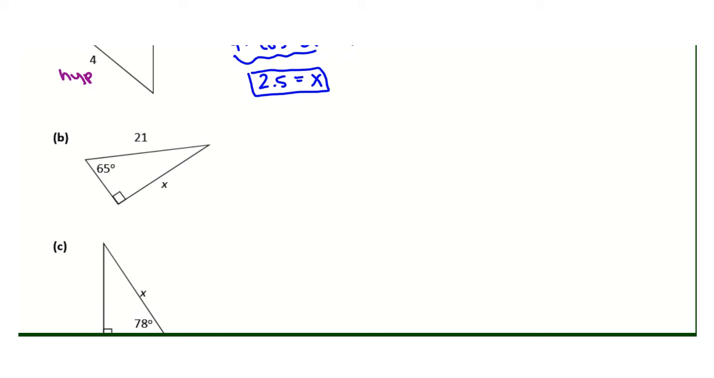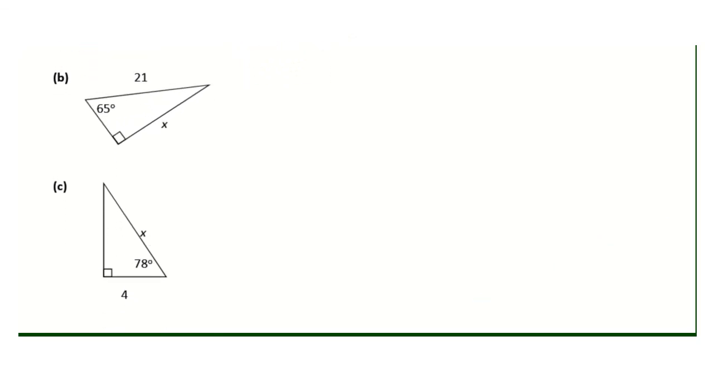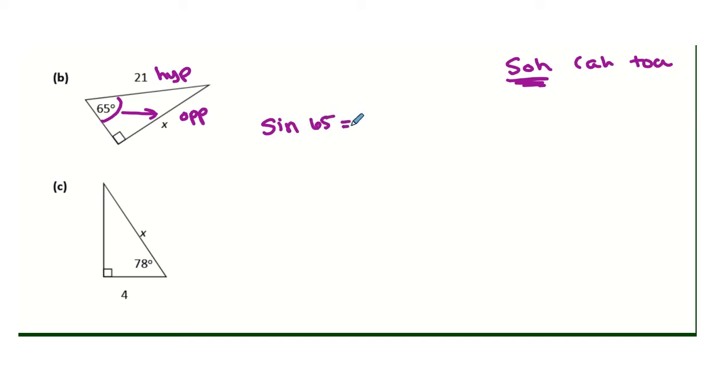Let's try another one. So here the angle they give me is 65. On the opposite side of the 65 angle is x, and then this 21 is the hypotenuse because it is opposite the 90-degree angle. So if I'm looking at SOHCAHTOA, which trig ratio uses opposite and hypotenuse? Well, that's going to be sine. So I'm going to say sine of 65 degrees is equal to the opposite side over the hypotenuse.